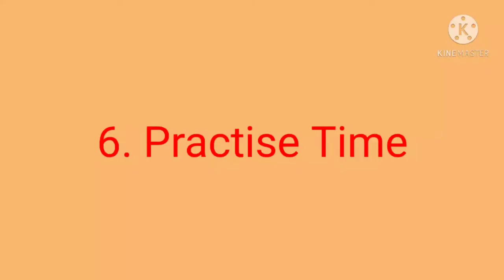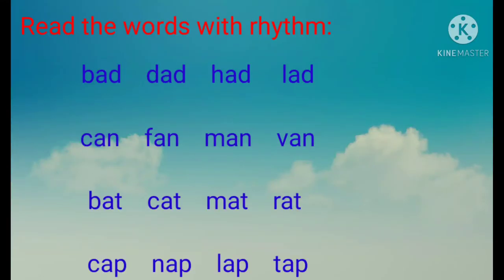We are going to sixth session, practice time. Read the words with rhythm. BAD bad, DAD dad, HAD had, LAD lad. All these words are ending with AD. CAN can, FAN fan, MAN man, VAN van. All these words are ending with AN. BAT bat, CAT cat, MAT mat, RAT rat. All these words are ending with AT. CAP cap, NAP nap, LAP lap, TAP tap. All these words are ending with AP.